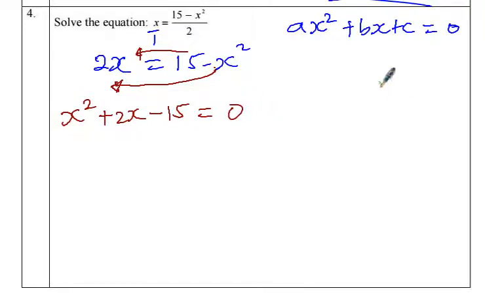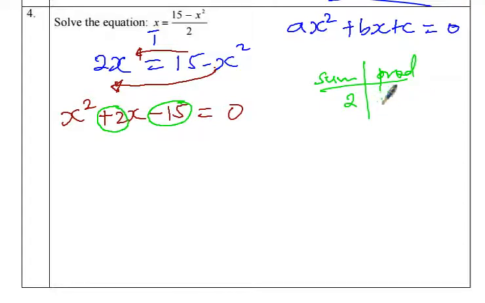And when that is done, then I need to look for my sum and then the product. I said I'll use the factorization method. So the sum is the coefficient of x right here, which is a positive 2. Since the coefficient of x squared is 1, I don't need to worry about it. So my product will only be the constant here, 1 times negative 15, so negative 15.